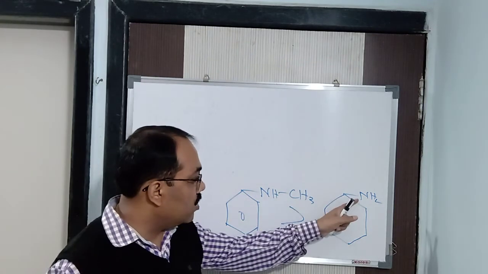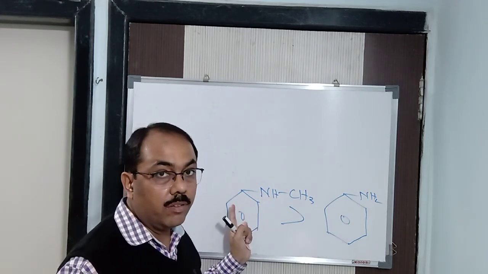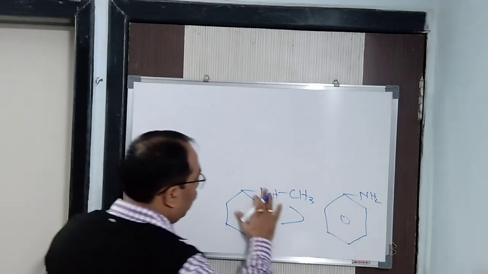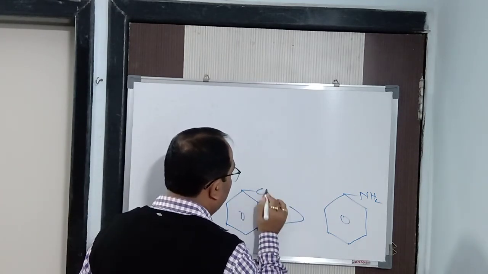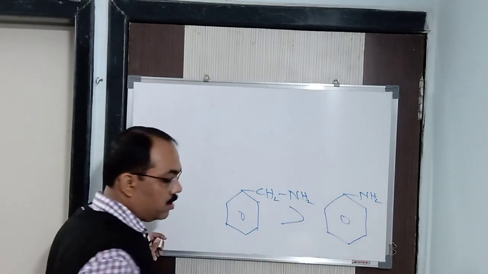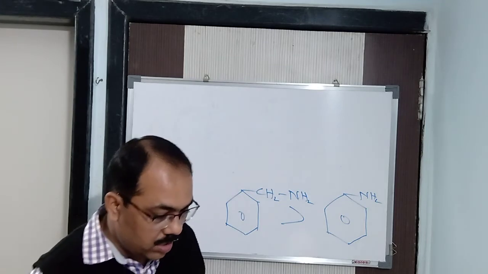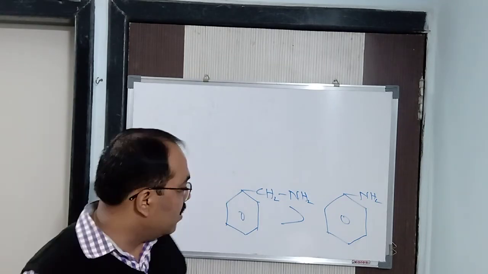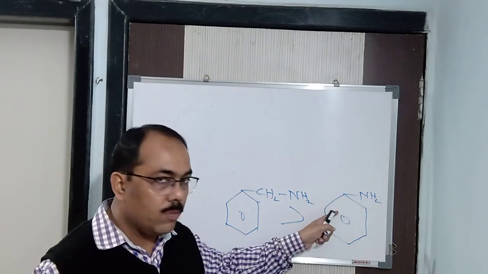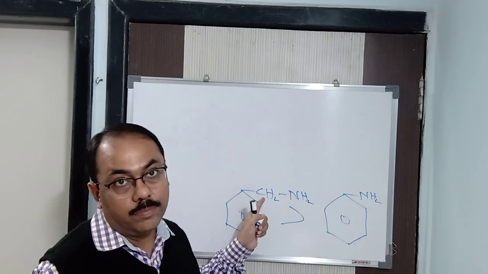Here the NH2 group is not directly attached to the benzene ring. Sorry, I have to write it in this way: CH2 NH2, that is C6H5 CH2 NH2. So this is more basic than this, because here the NH2 group is directly attached to the benzene ring, and here the NH2 group is not directly attached to the benzene ring.